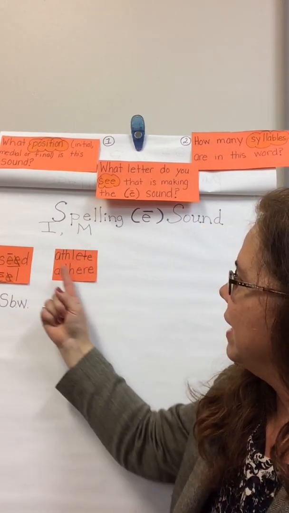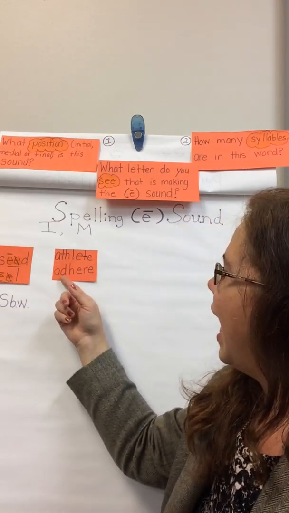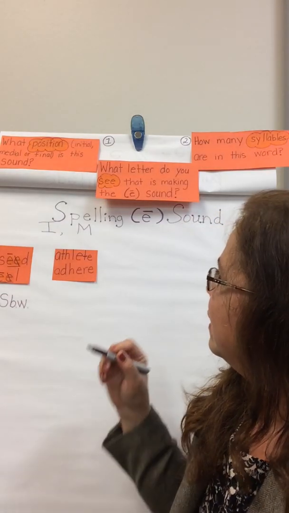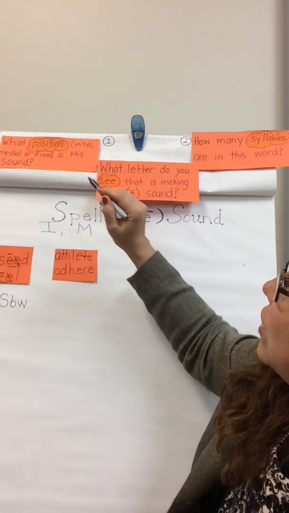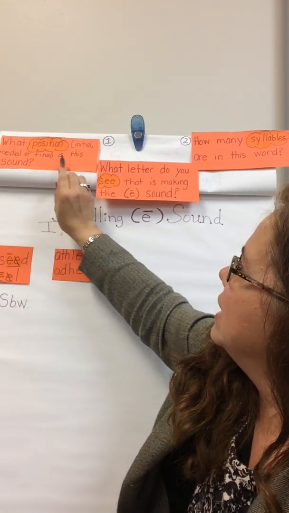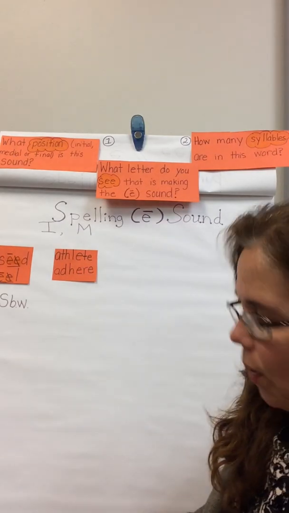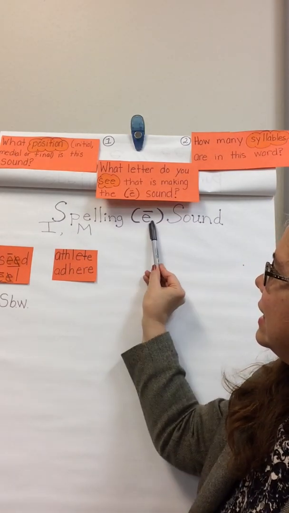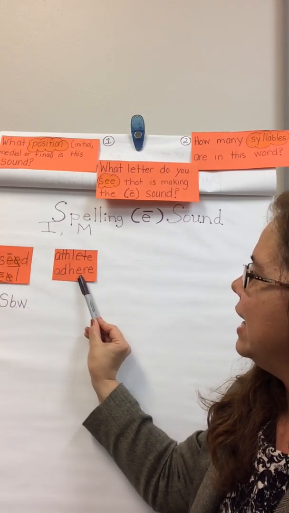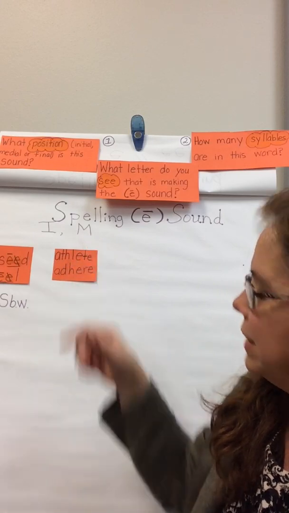Repeat these words after me. Athlete. Adhere. Okay? Let's look at some questions. What position, initial, medial, or final, is this sound? And the sound we're working with is E. Where are you hearing the E sound in athlete? Adhere. You're hearing it in the medial position.